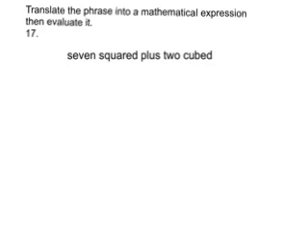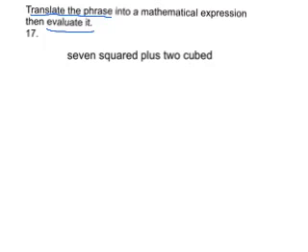Number 17. Translate the phrase into a mathematical expression, then evaluate it. Now notice it's asking us to do two different things. It's so easy to just do the first thing and say, aha, I got it, and then forget to do the second thing. So the two things are, first, translate the phrase into a mathematical expression, and then second, evaluate it. So let's do both of those things.